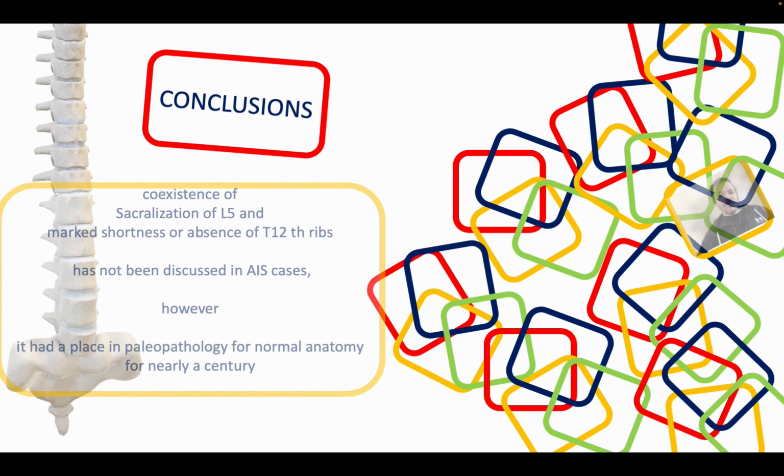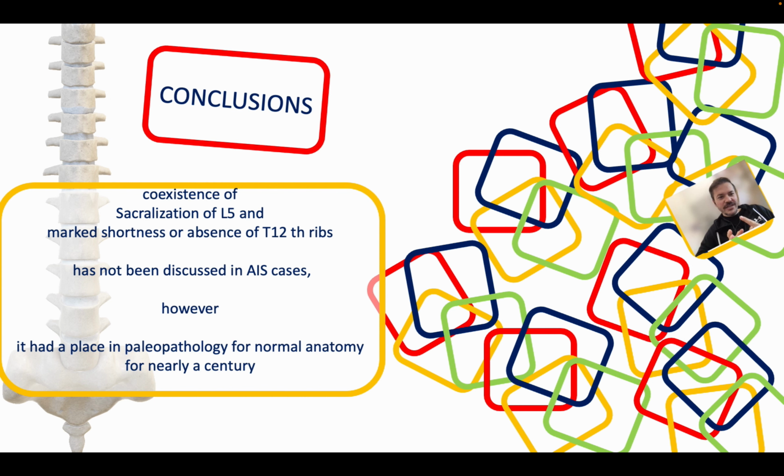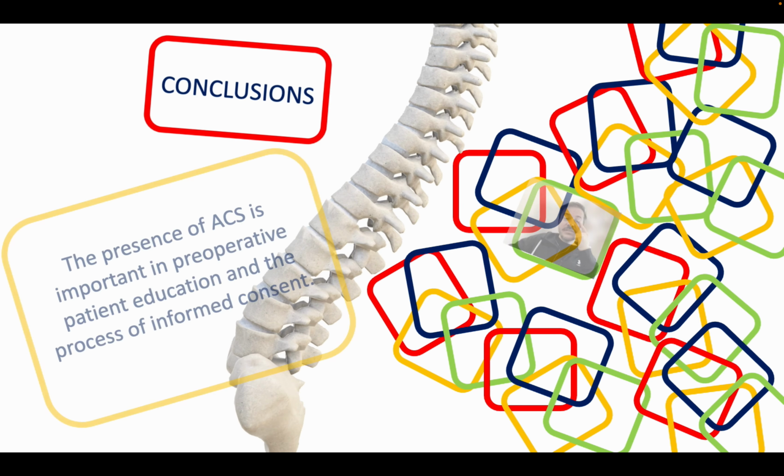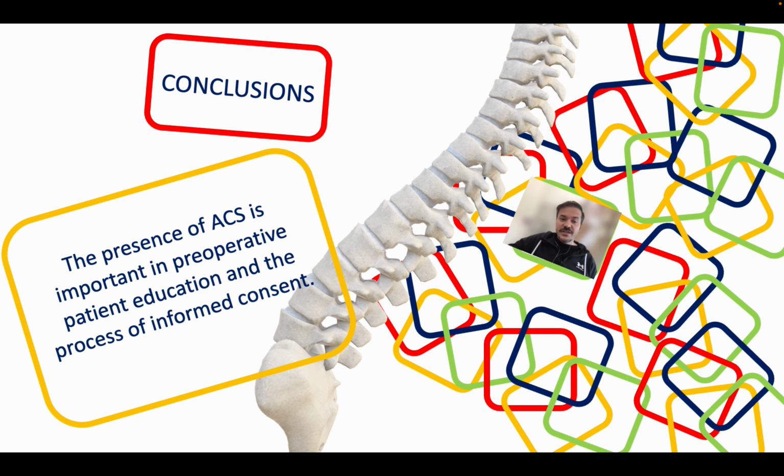And the existence of this sacralization together with the shortness or absence of the 12th ribs has not been discussed in AIS cases before, but it had a place in paleopathology and normal anatomy nearly a century ago, because they had the chance to take the spinal column as a whole from the buried places, and they could see that there is a cranial shift in the lumbosacral junction, thoracolumbar junction, and the cervicothoracic junction. And ABUL cranial shift is also important in preoperative patient education and the process of informed consent.